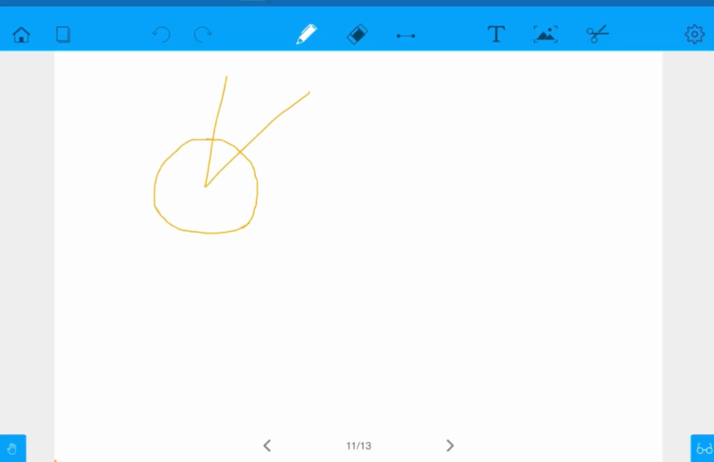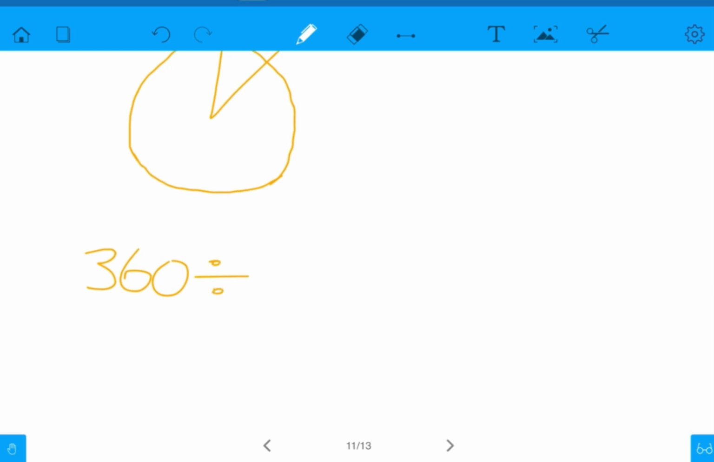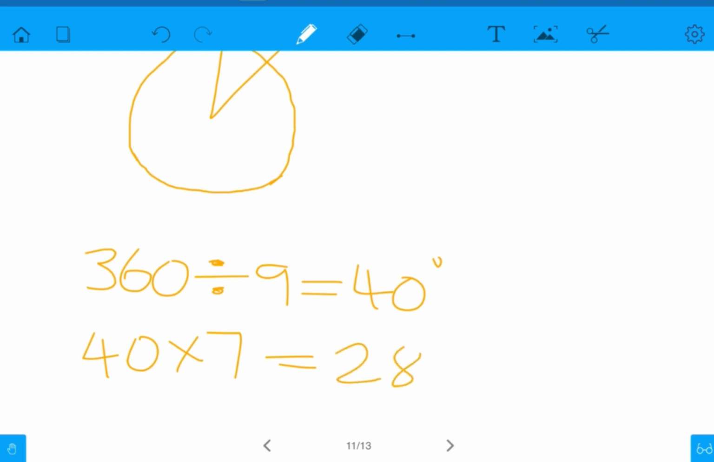The ratio of the angles is 2 to 7. So there's 9 parts. That means that each part will have a value of 360 divided by 9, which is 40 degrees. So each part has a value of 40 degrees. The larger angle will therefore be 40 times 7, which is 280 degrees.